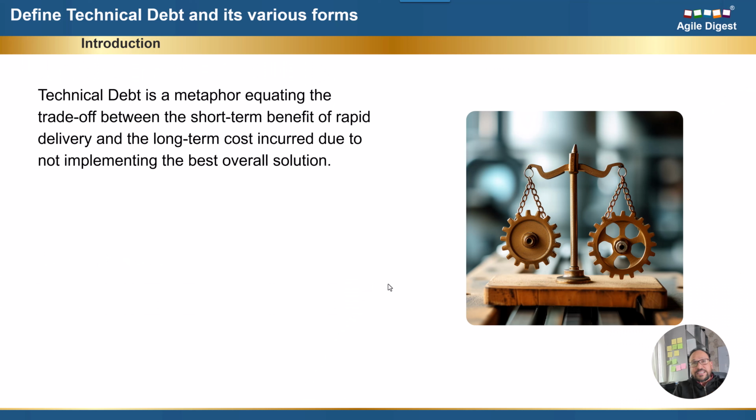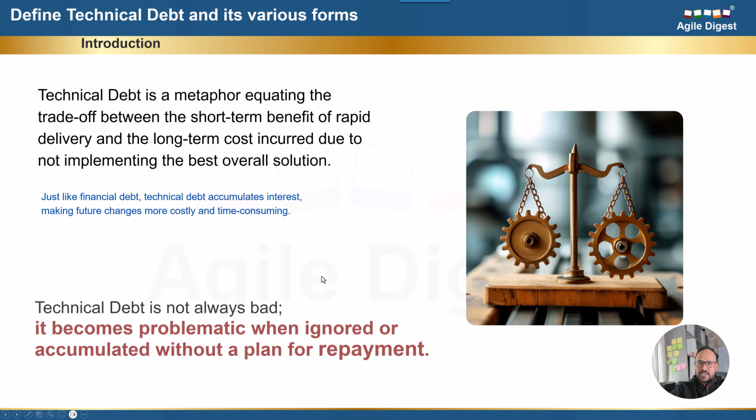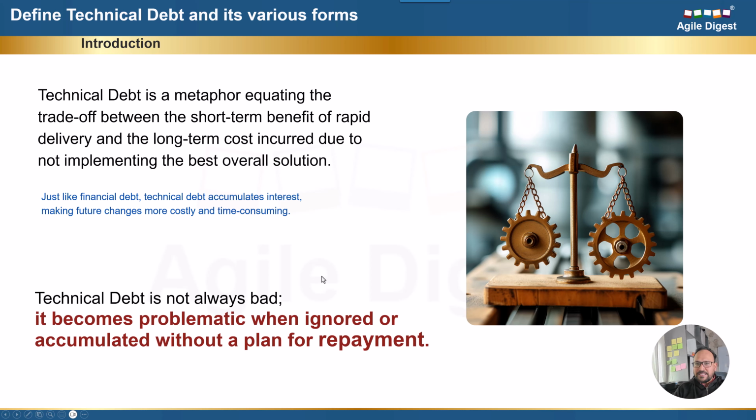So if I want to introduce it, technical debt is a metaphor equating the trade-off between the short-term benefits of rapid delivery and the long-term cost incurred due to not implementing the best overall solution. Just like financial debt, technical debt accumulates interest, making future changes more costly and time consuming. So technical debt is not always bad. It becomes problematic when ignored or accumulated without a plan for repayment.